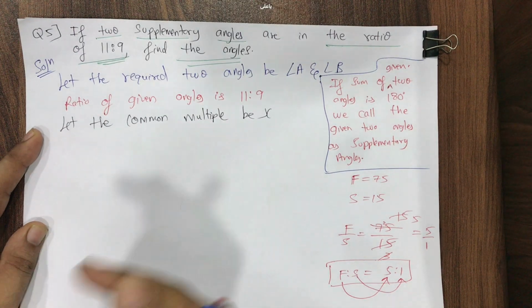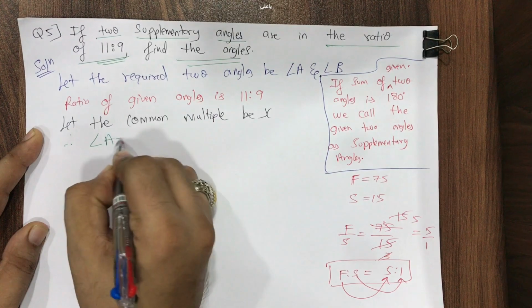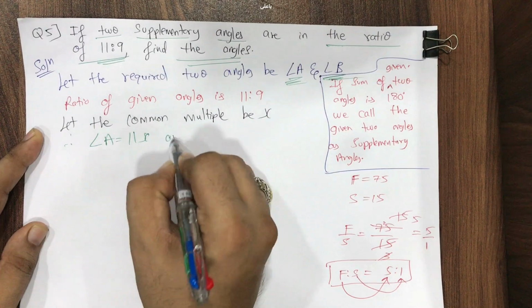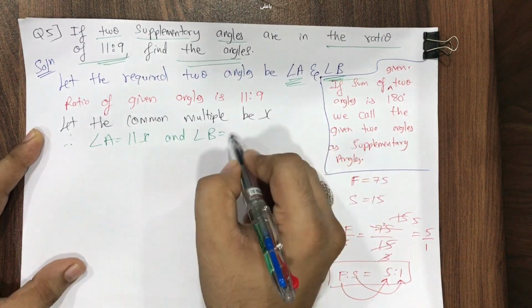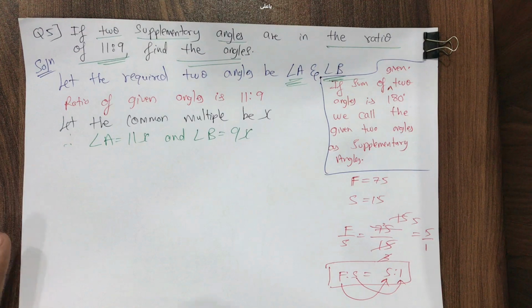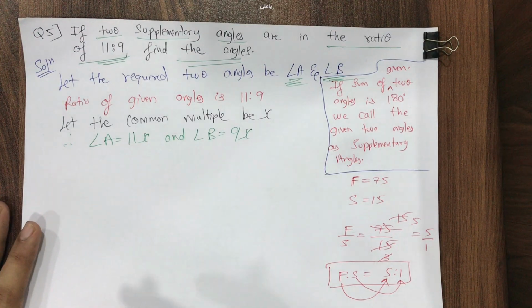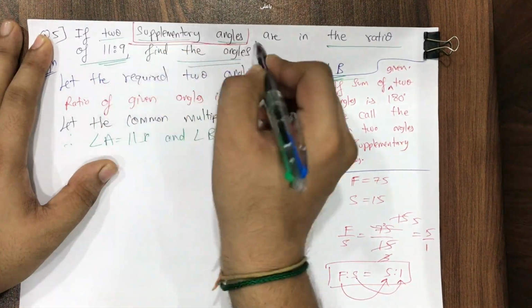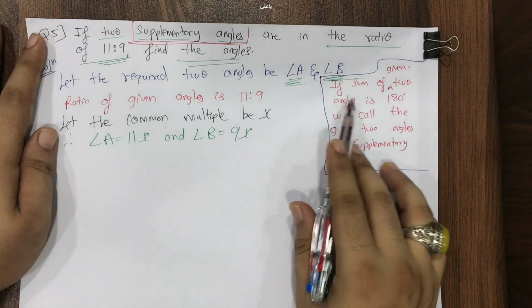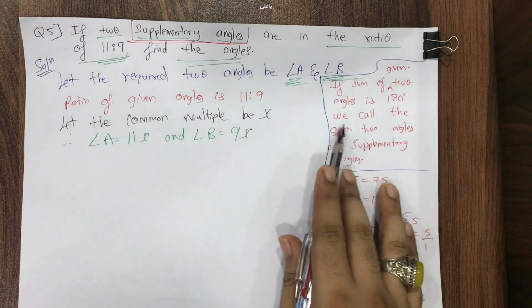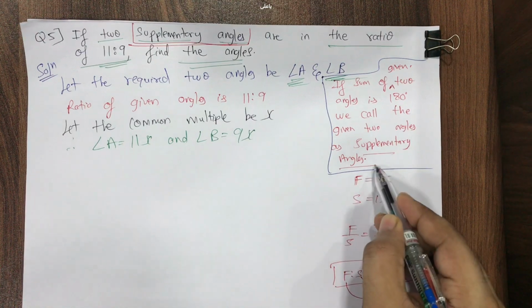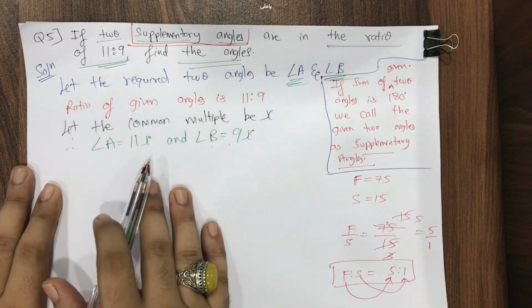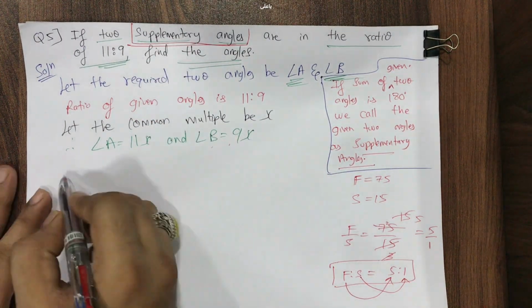Therefore, the given two angles will be, we have considered the two angles as angle A and angle B. Therefore, angle A will be 11x and angle B will be 9x. That's it. Now, as per the given condition, listen here carefully, the word supplementary was mentioned. What are supplementary angles? If the sum of the given two angles is 180 degrees, then we call them supplementary angles. So if the addition of the given two angles is 180 degrees, then only they are called supplementary, and it's given to us that they are supplementary.